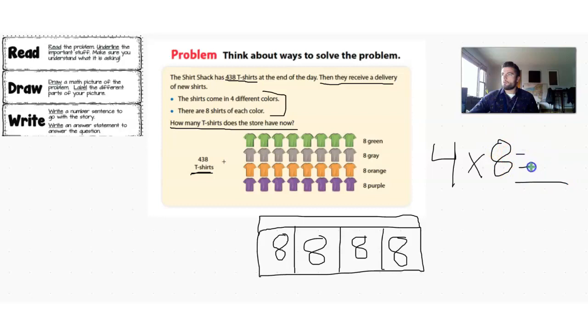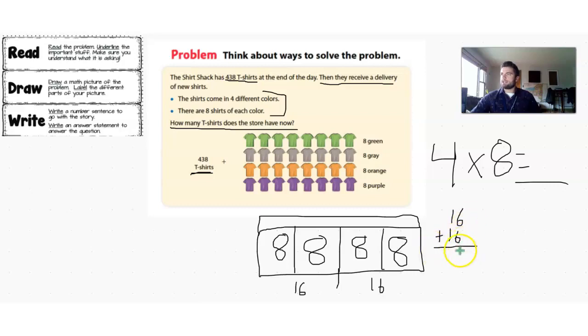Equals something. 4 times 8, which is basically the same thing as 8 plus 8 plus 8 plus 8. So if I already know that 8 plus 8 is 16, so I know that this part is 16, and I know that 8 plus 8 over here is 16, we could turn it into an addition problem. So 16 plus 16, I'll just line it up here.